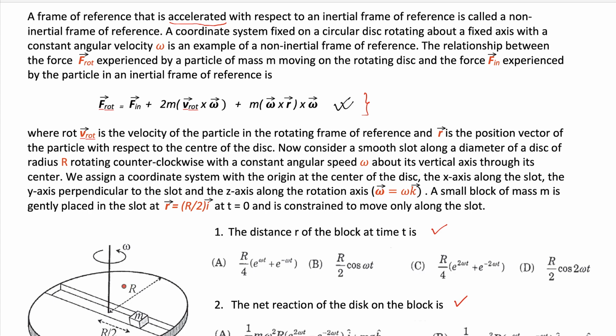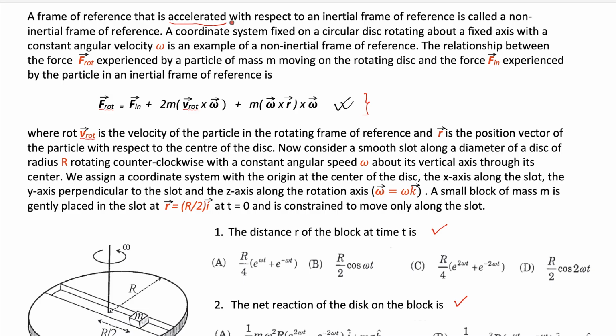If you see, this disk is rotating with constant angular velocity, but still it is an accelerated frame, because the direction is continuously changing. Although the direction of omega is not changing, when we sit here somewhere, our direction, the radius vector, will keep changing. Not the magnitude, but the direction. Okay, so now let's see what's going on.